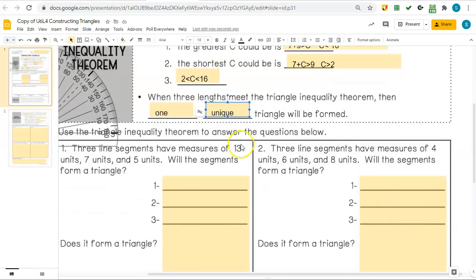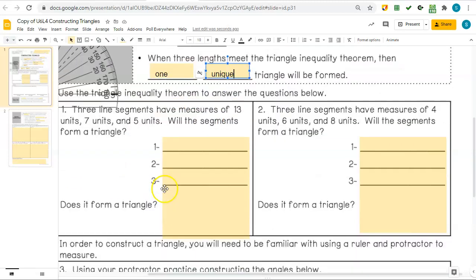Okay? Now, we've got 3 line segments that measure 13, 7, and 5. Will the segments form a triangle? Well, let's try our rules. So let's add up 2 sides, and let's just add up the 2 small sides first of all. 7 plus 5, and ask, is that greater than 13? Alright? And is that a true statement? Let's do 7, 8, 9, 10, 11, 12. No, that is not true. So, does it form a triangle? No, it does not.